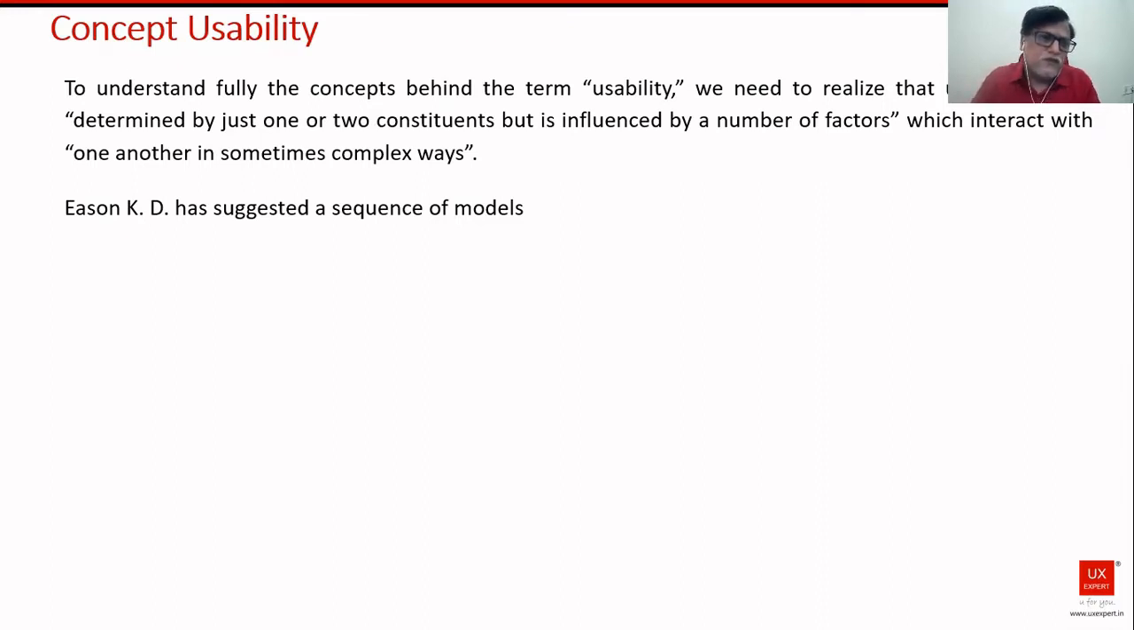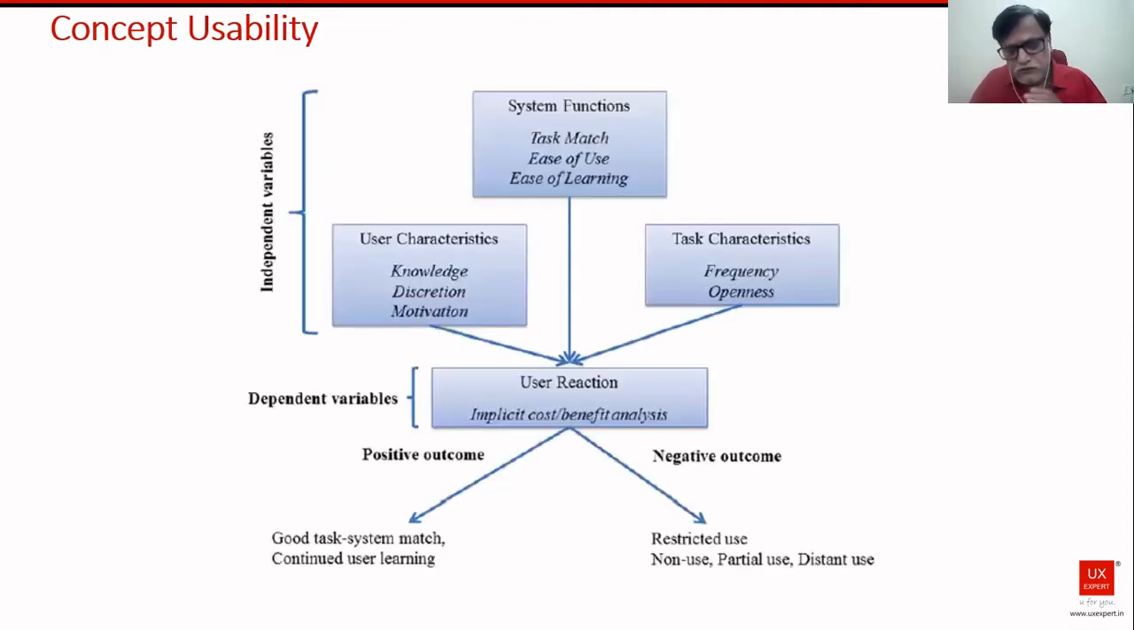To understand fully the concept behind the term usability, we need to realize that usability is not determined by just one or two constituents, but is influenced by a number of factors. So there are multiple factors involved in one usability study. Okay, so quickly we'll check this model. What is this saying?